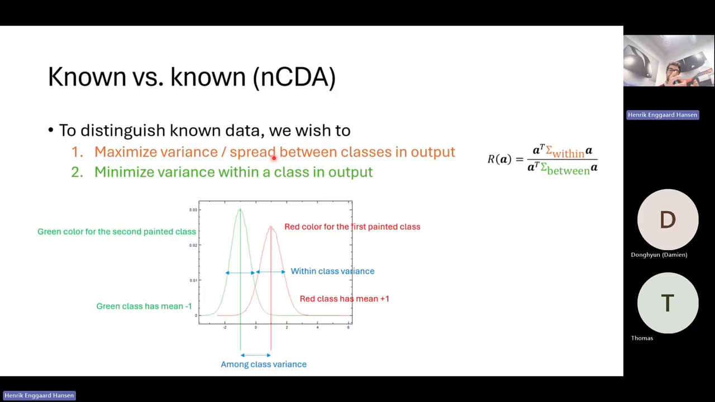But we know we have one class, one set of pixels with a set of data points, and we have another set of data points that we also know. And we want to make sure that whatever happens in our output, those two sets of data points get as far away from each other as possible.